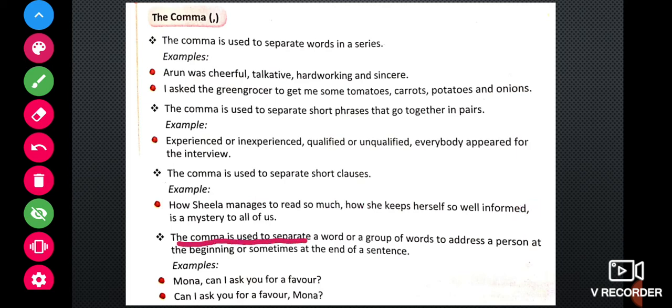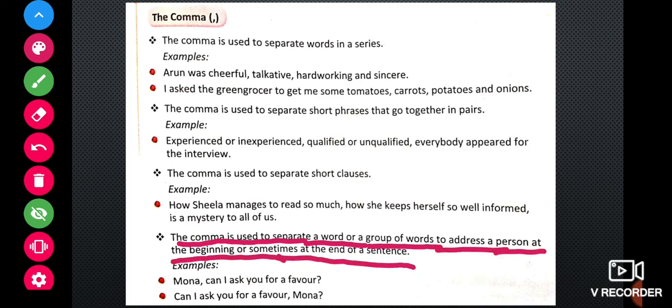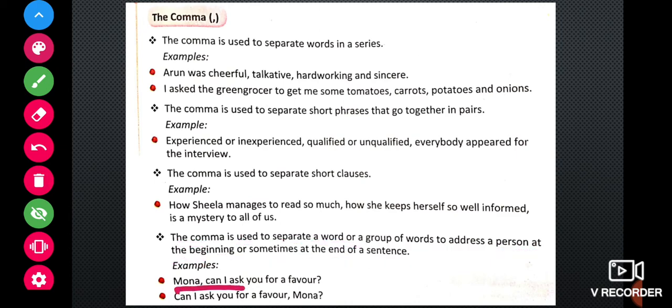The comma is used to separate a word or a group of words to address a person at the beginning or sometimes at the end of a sentence. For example, Mona, can I ask you a favor? Can I ask you for a favor, Mona? Now here this point means whenever we are addressing a person, that means whenever we are calling a person by their name, we use a comma after the name or before the name.